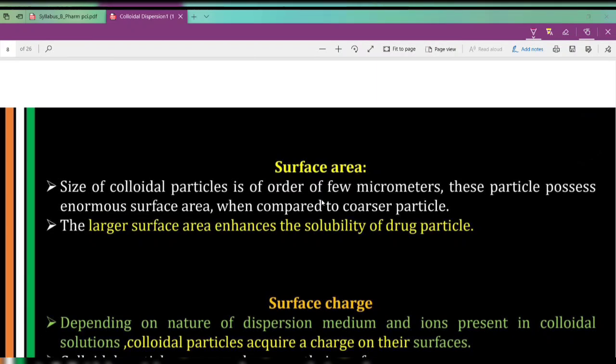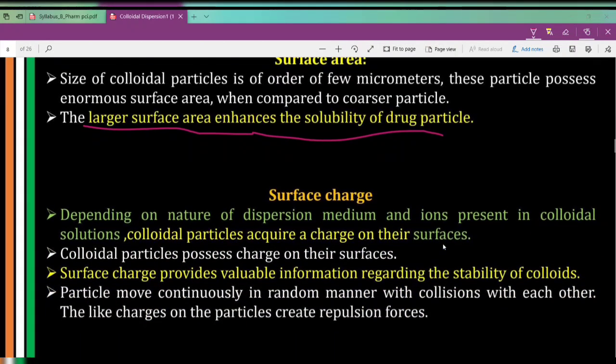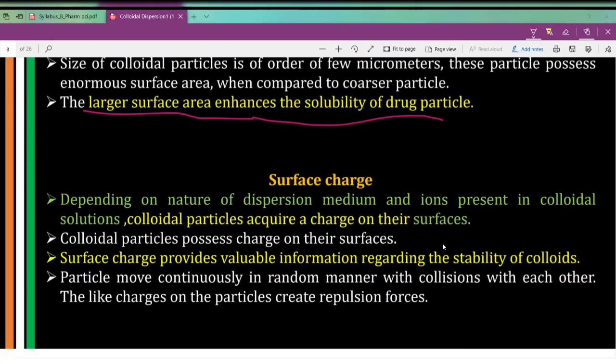the colloidal particles. Why? Because the particle size is obviously small, and the dispersed phase is uniformly distributed. So if it is a sphere, obviously the surface area will be more, and the larger surface area will enhance the solubility of the drug particles. This is the point: the larger surface area will enhance the solubility of the drug particles.